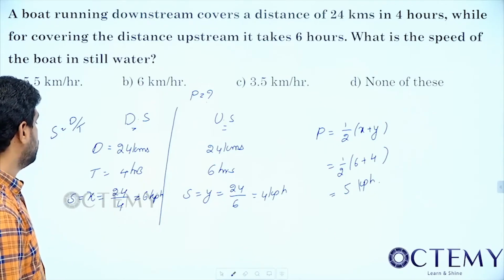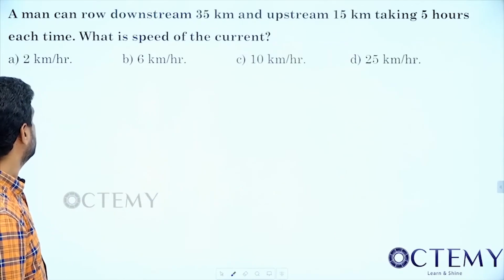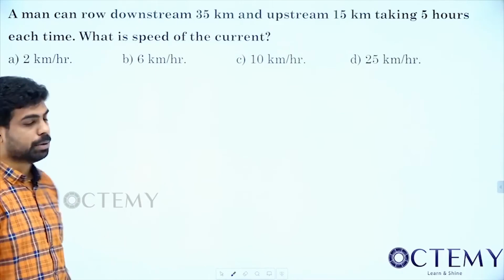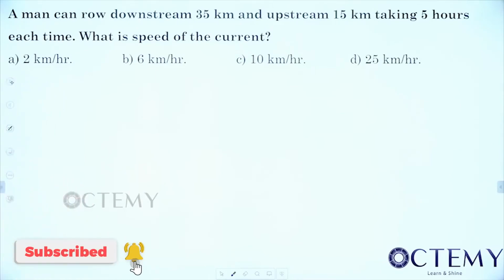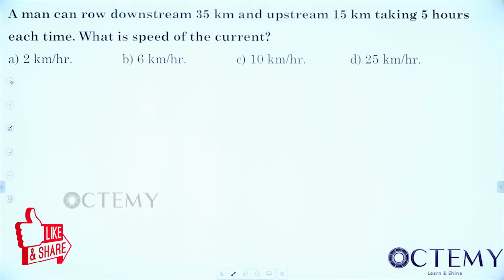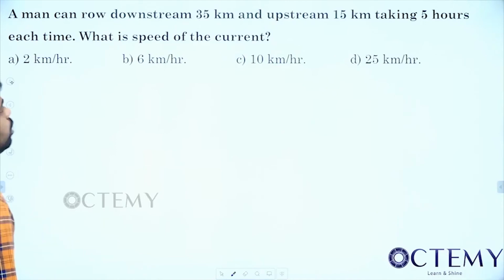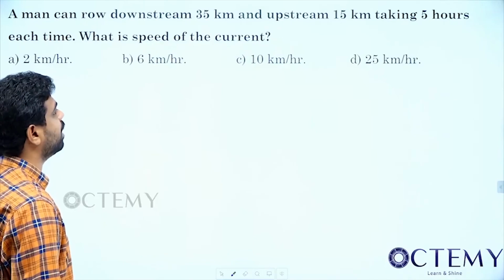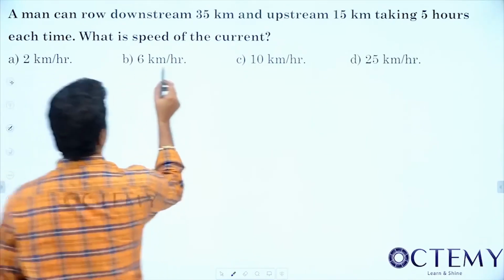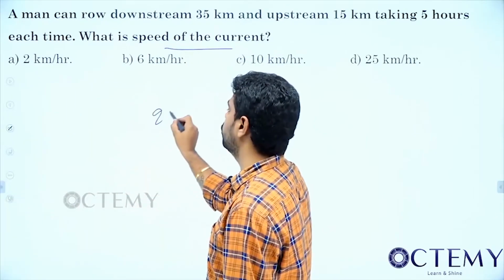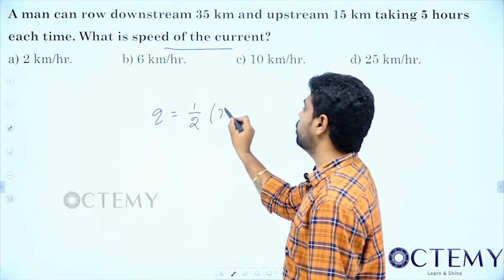Next. You solve this now. Solve this and comment. Similar model question. Everyone should comment your answers. The man can row downstream 35 kilometers and upstream 15 kilometers, taking 5 hours each time. So what is the speed of current? Speed of current means what? Q. Q equals half into x minus y.